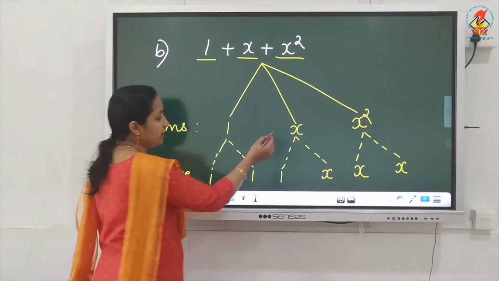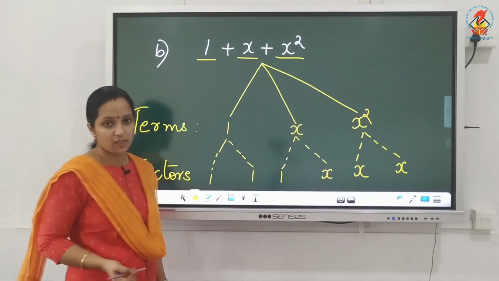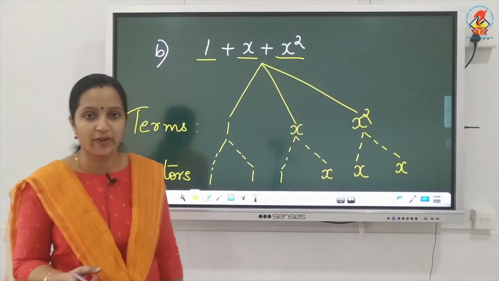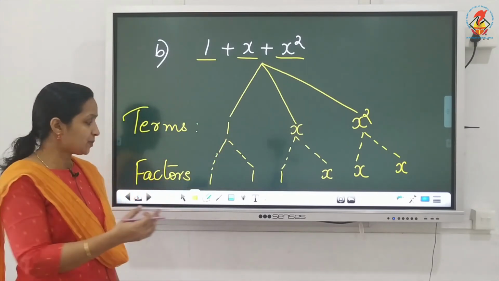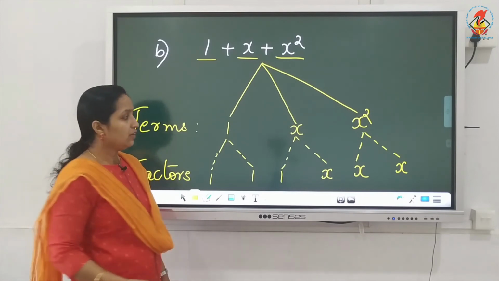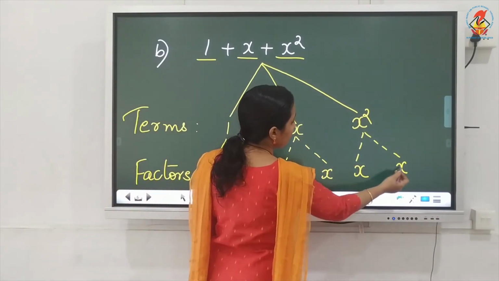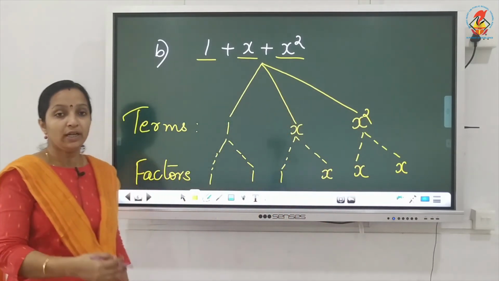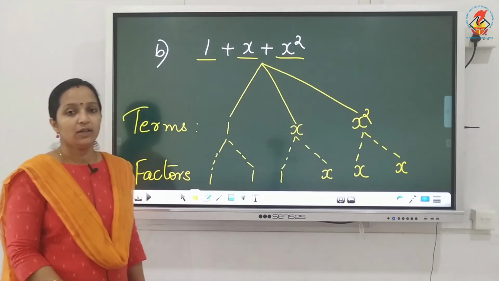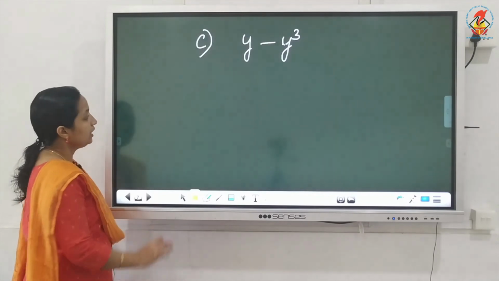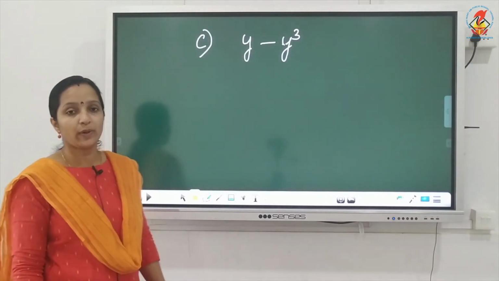If only one term is there, you write the factors this way, because a term is a product of its factors. If it is only one letter or one variable, you just split it like this. If it is x square, we can write it as x into x. We know that a term is a product of its factors. If you write 1 also, that is correct. Okay, children, now the next question: y minus y cube.